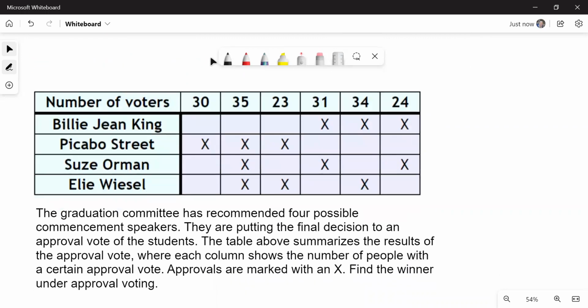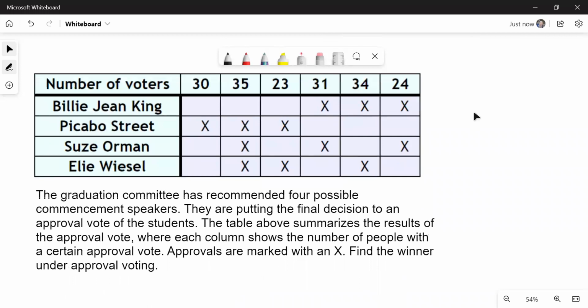So here is a tally of an approval vote. In this tally, you can see the numbers across the top are the number of people that voted a particular way. For example, in the first column there are 30 people that only voted Pacaba Street as being acceptable, right? But in the next column, we have 35 people that found Pacaba Street and Suze Orman and Ellie Weisel acceptable. So let's take a look at the problem below.